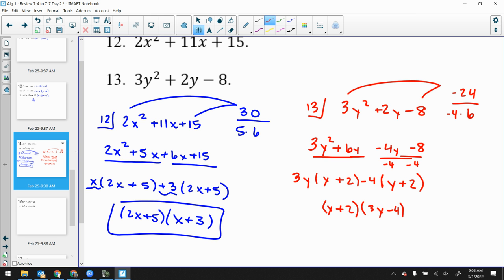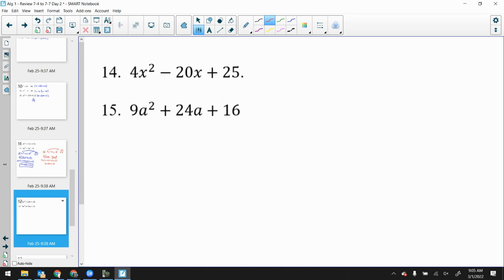Okay, let's take a look at the next one. Here's 14 and 15. 14 goes to Preston. Preston, what am I going to find the factors of? 100. So here's 14: we got 4x squared minus 20x plus 25. And he says, correctly, 100. Preston, what are the factors of 100 that add to get to negative 20? 10 and 10, right? So I'm just going to make that negative.